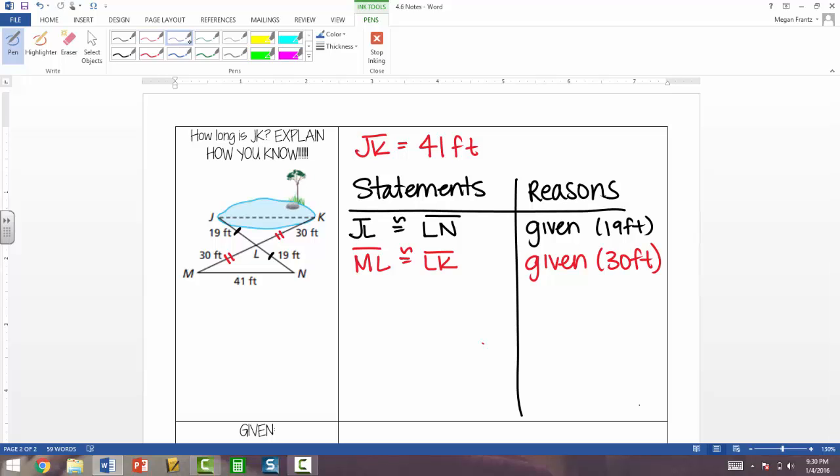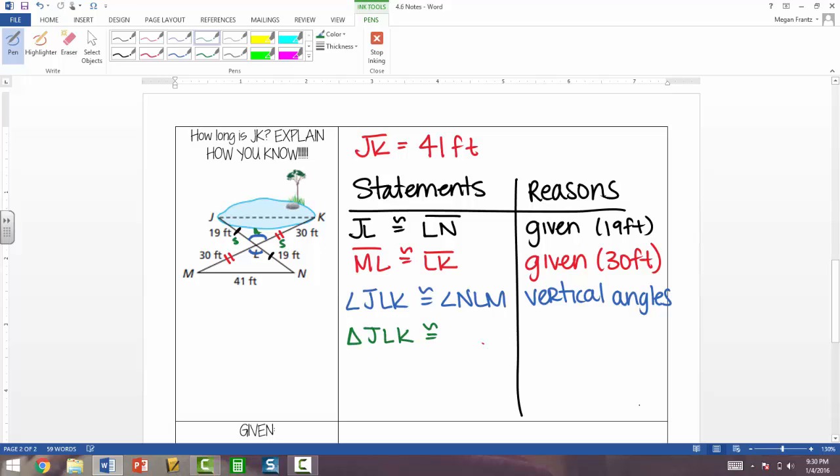And then another piece of information was given to us without us knowing it. Remember, we have a bow tie. So these two are the same by vertical angles. So this is angle JLK. And that has to be the same as angle NLM. So now that I have this, if you notice, this makes side, angle, side. I know that these two triangles are the same. So triangle JLK is exactly the same as triangle NLM because of side, angle, side.